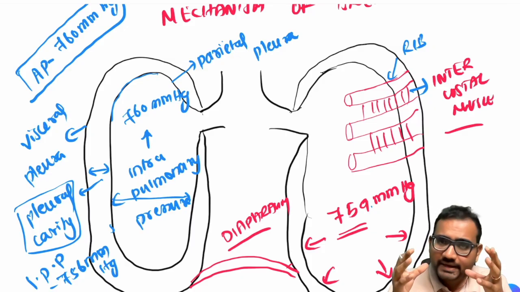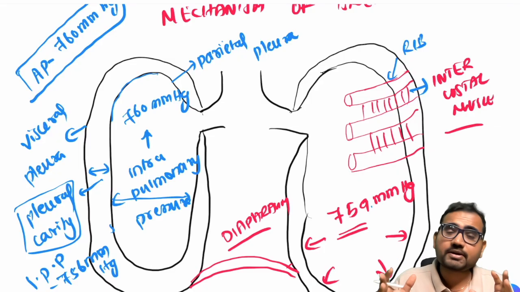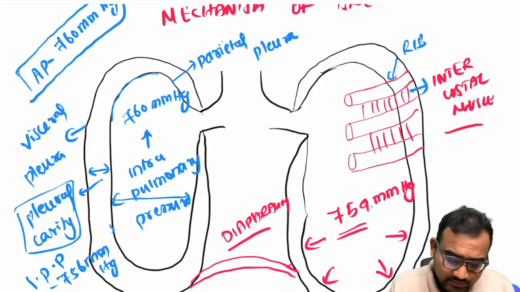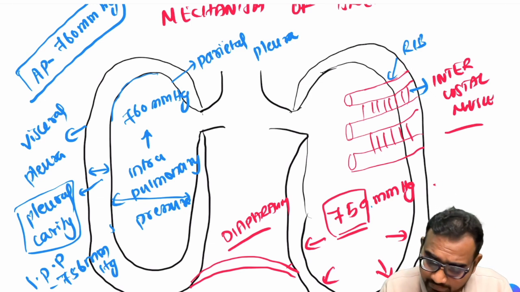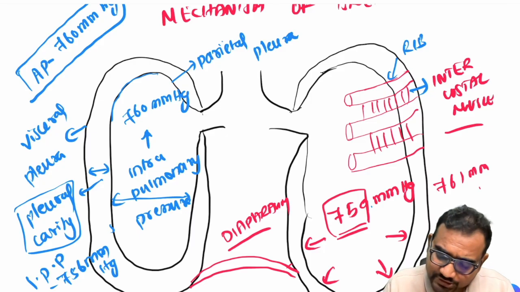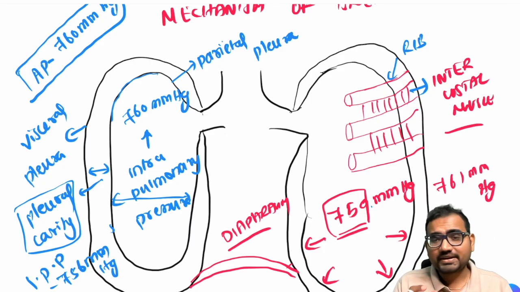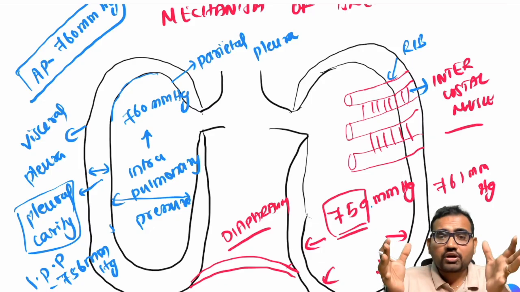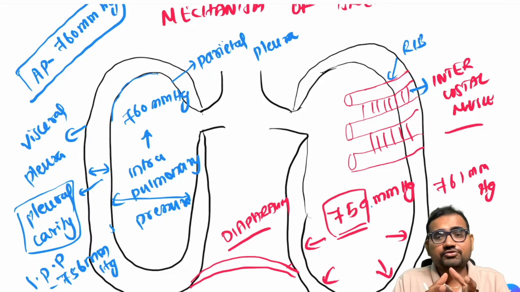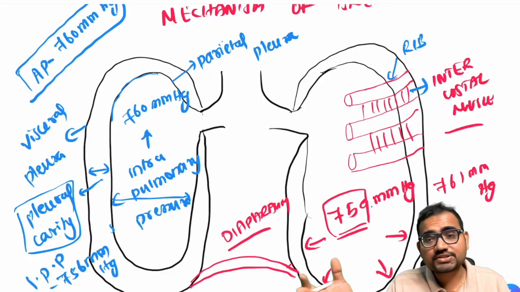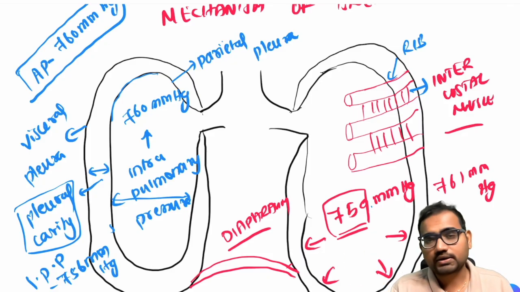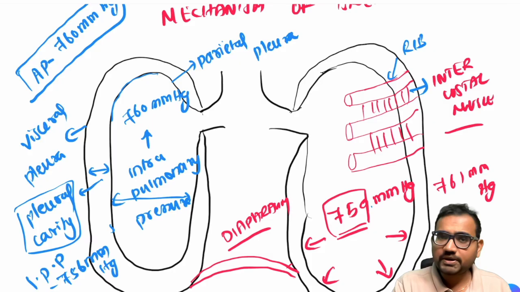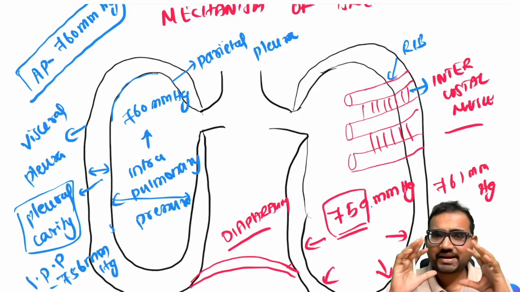Okay, so in expiration, vice versa takes place. The intrapulmonary pressure increases by 1 mm, that is it becomes 761 mmHg in expiration. Why? Because the diaphragm and the intercostal muscles relax, so the volume decreases and the pressure inside the intrapulmonary area increases, so it is 761 mmHg. So because of the increase in the pressure, the air moves out of the lungs. So this is what is happening in inspiration and expiration. So this is the mechanism of breathing.